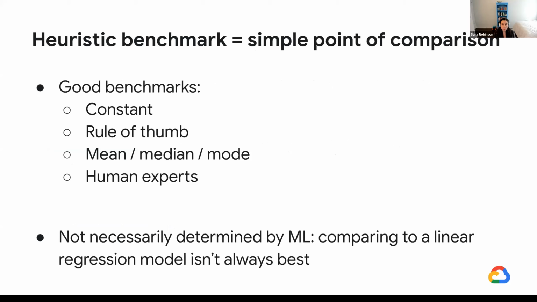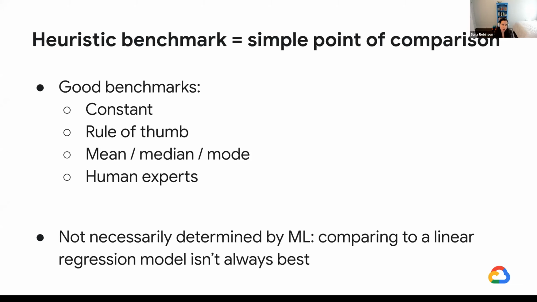So the heuristic benchmark is meant to provide a simple point of comparison when you're starting out building a new model. Some examples of good benchmarks could be a constant number, maybe taking the mean, median, or mode across your training data set, using a couple of parameters to slice that, or it could be human experts. One example of this could be, let's say you're building a model to analyze medical imaging and predict the presence of something in a medical image. You probably want to compare first how your model is performing compared to how doctors and medical practitioners would evaluate the same images.